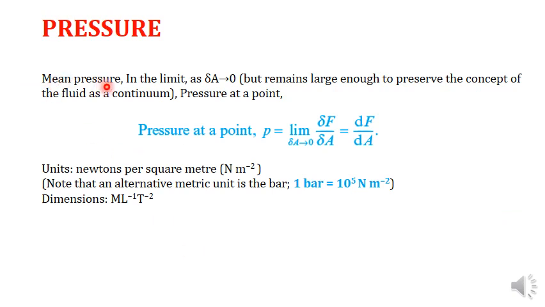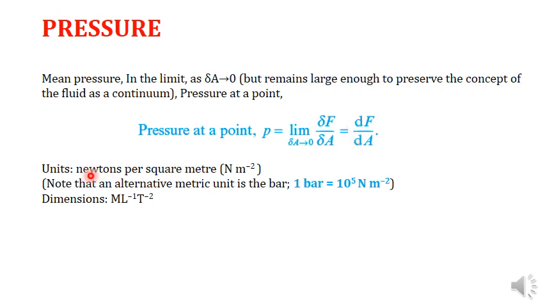Now once the mean pressure is with you, in the limit as differential area delta A approaches 0 but remains large enough to preserve the concept of the fluid as a continuum, you can calculate the pressure at a point. In this way, you need to apply the limit. Your delta A approaches 0, delta F over delta A, and then you obtain at the end dF over dA.